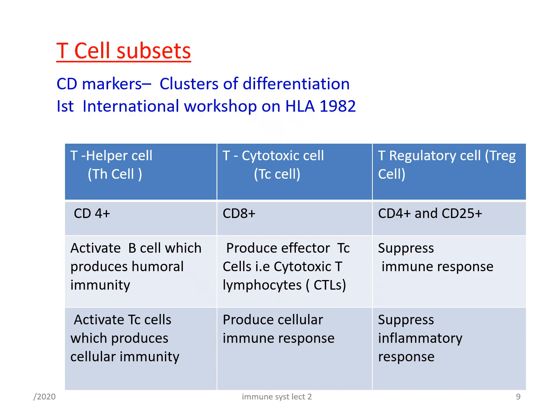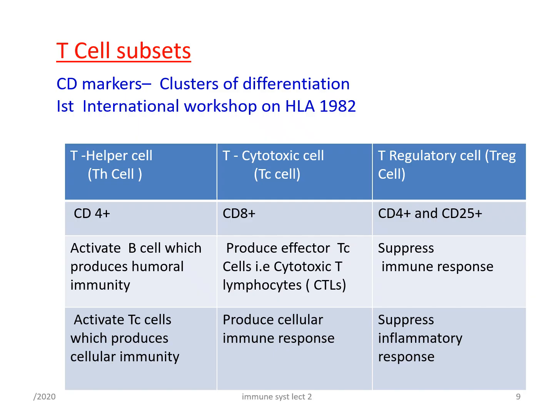T regulatory cell is also a CD4 positive cell, but it carries another positive marker on its molecule, that is CD25. It is basically a regulatory cell which suppresses the immune response, particularly the inflammatory immune response. So therefore this is also a subset of T cell. We have already talked about it. So these are the three major subsets of T cells.